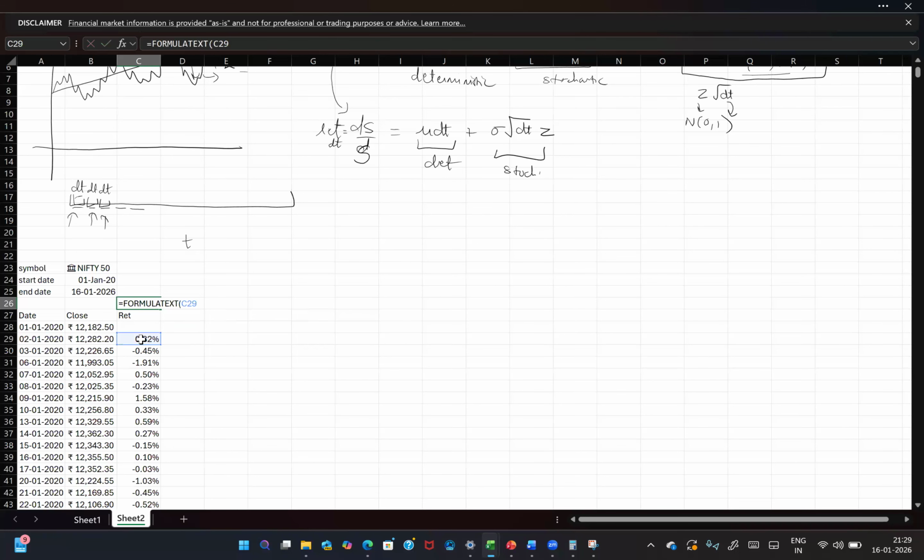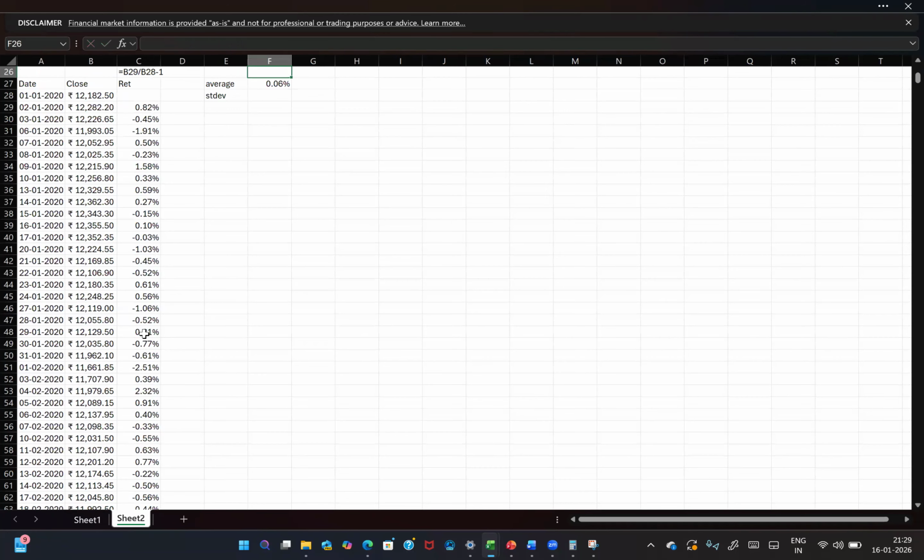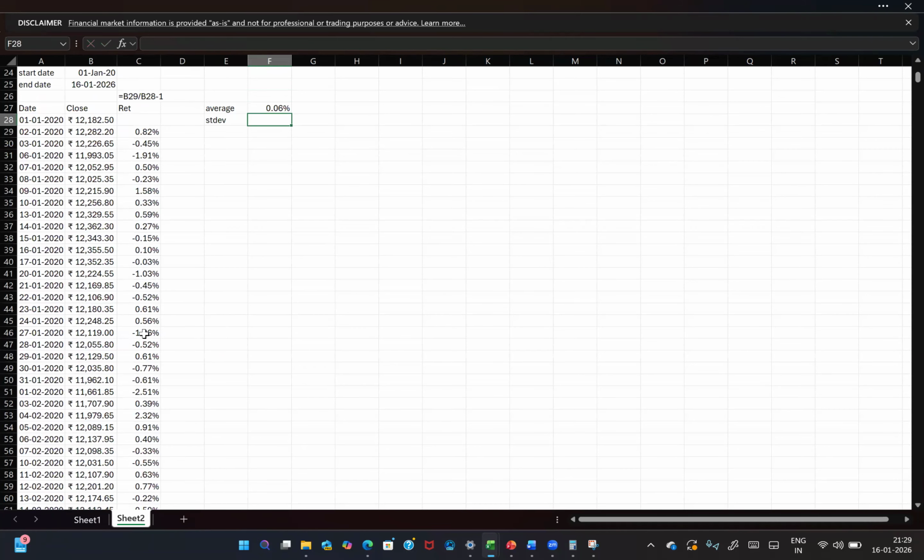So this is the formula which we've used for return, a simple formula. Once we have written it, we can find the average, which is the mean, and we can find the standard deviation. Average is the simple average of all these values. Similarly, standard deviation for all these values.